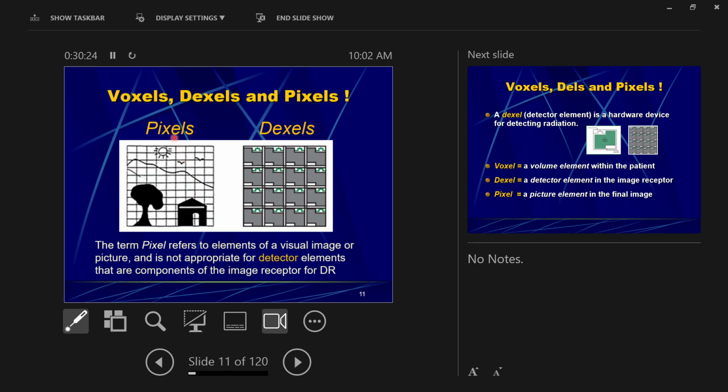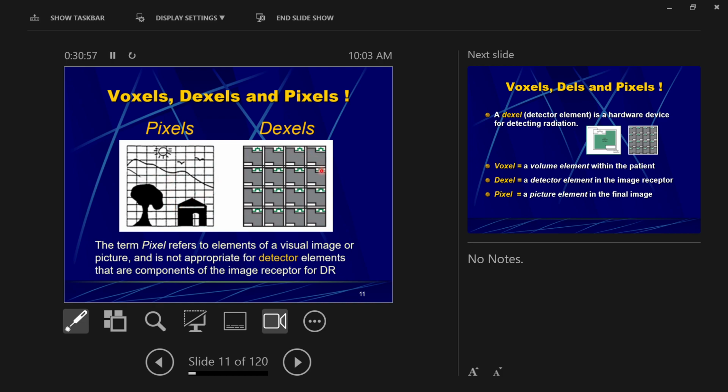So there's pixels, there's dexels, and then somehow we pulled out of our hat this word voxel. Okay, we're going to get there. Detector elements capture light. And pixels put out light. So pixels are used for display. Those are what are on your screens.